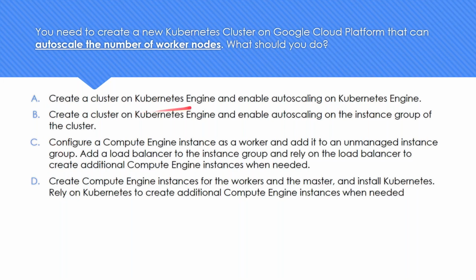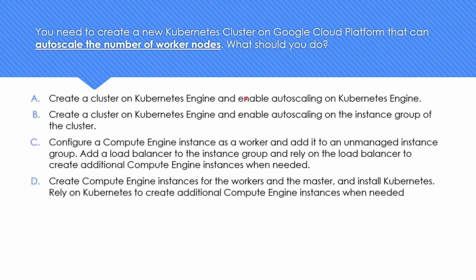So, create a cluster and enable auto scaling on the instance group of the cluster. It's not instance group. Basically, you do it at your node pool. Yes, node pools are going to be instance groups at the end, but for Kubernetes, how are they visible? They are visible as a node pool. So if it said node pool, I would have definitely gone with option B, but it says instance group. I cannot see an instance group in my Kubernetes screen or using my gcloud command.